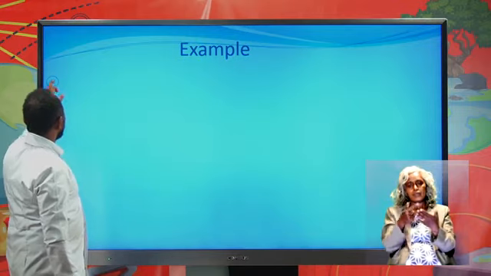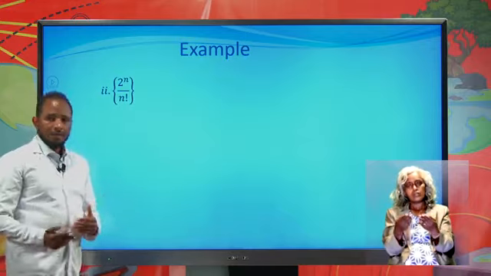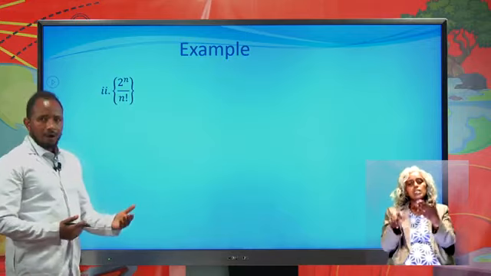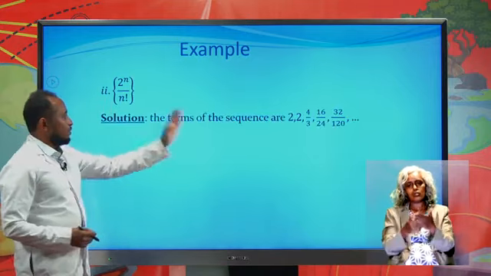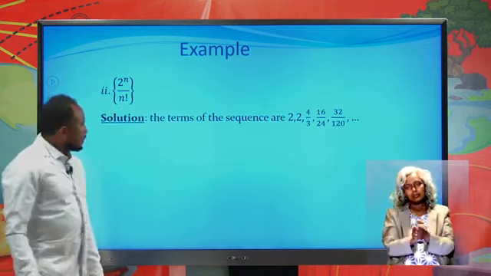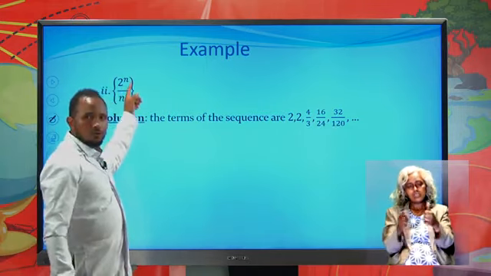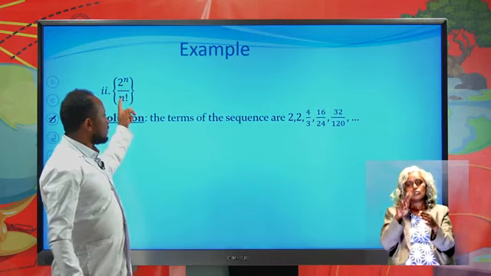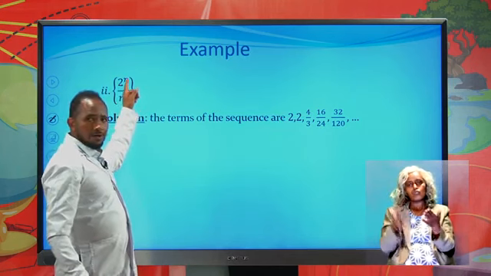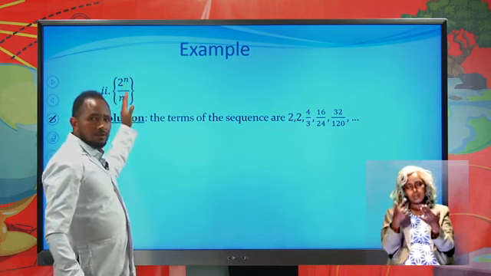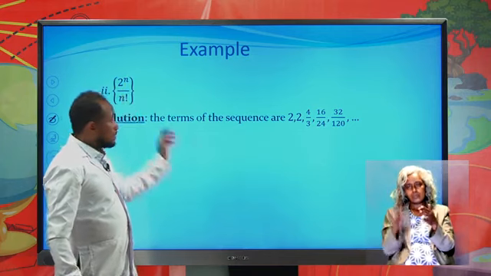Now let's proceed to another example. This sequence is given, and we need to find its least upper bound and greatest lower bound. To find that, we need to list some of the terms of this sequence. The first term, when you put 1 here, is 2 to the power 1 over 1 factorial, which is 2. The second term, put 2 here, is 2 squared over 2 factorial, which is 4 over 2, and that is 2.